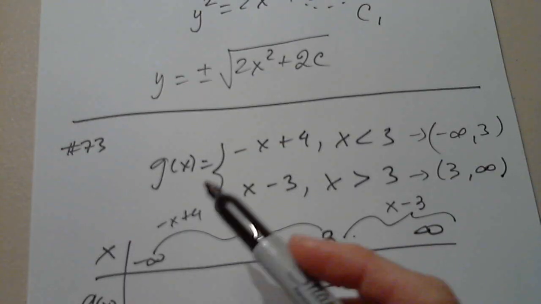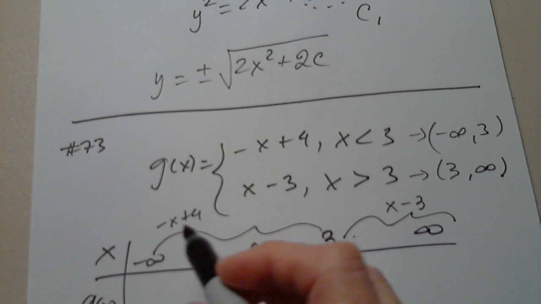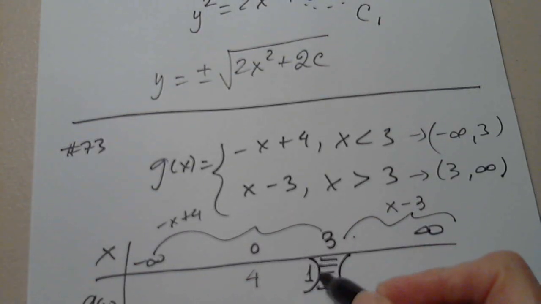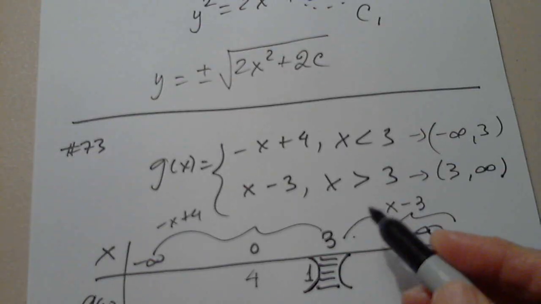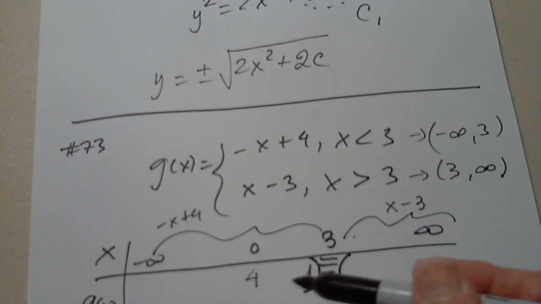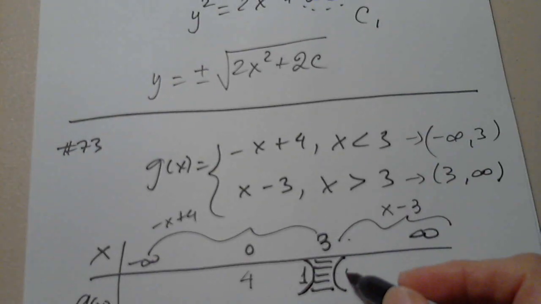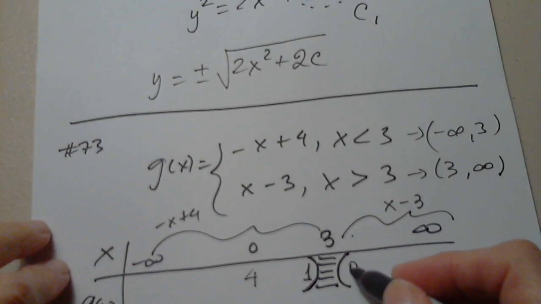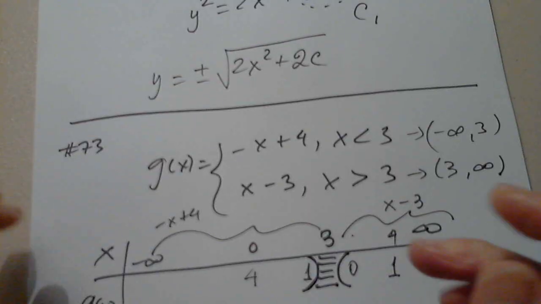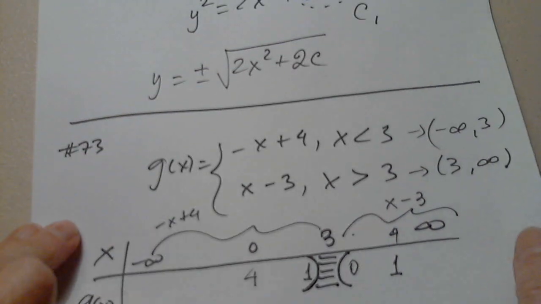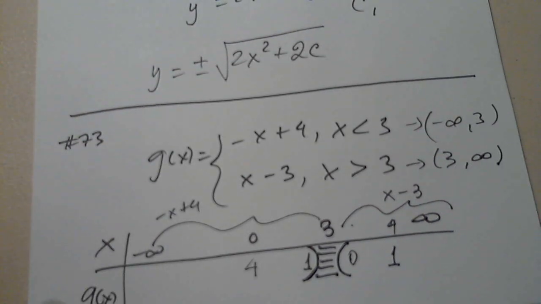When I plug in 0, I have 4. When I plug in 3, I get 1. And I write it exactly inside the parenthesis, not under 3, but this time it's to the left a little bit of 3. Then here I have 0. And at 4, I have 1. Since they are linear functions, I don't need more points. This is good enough.